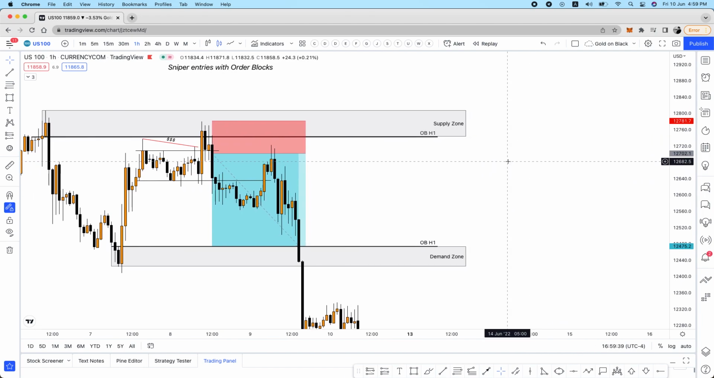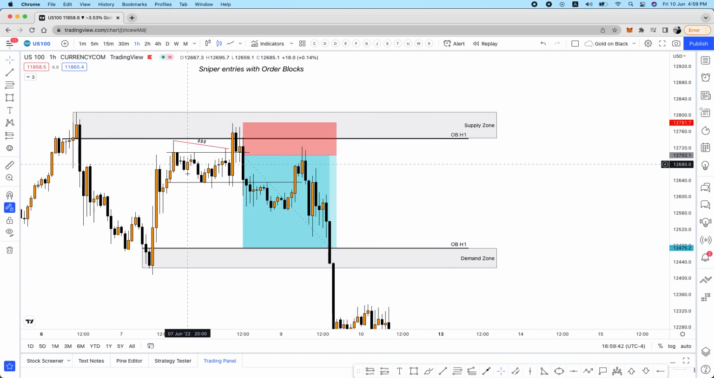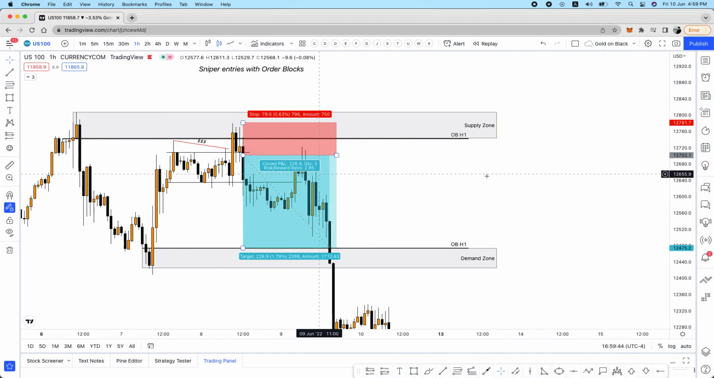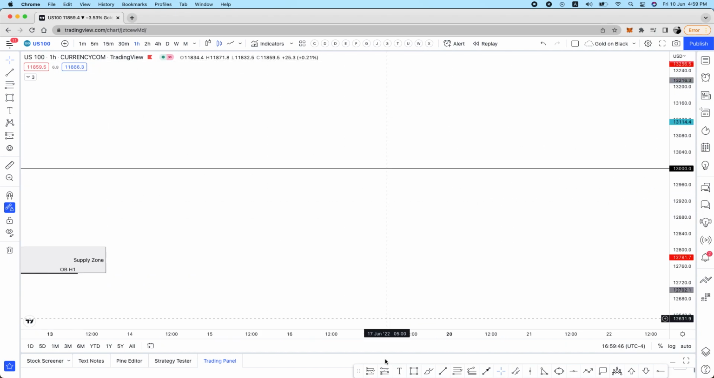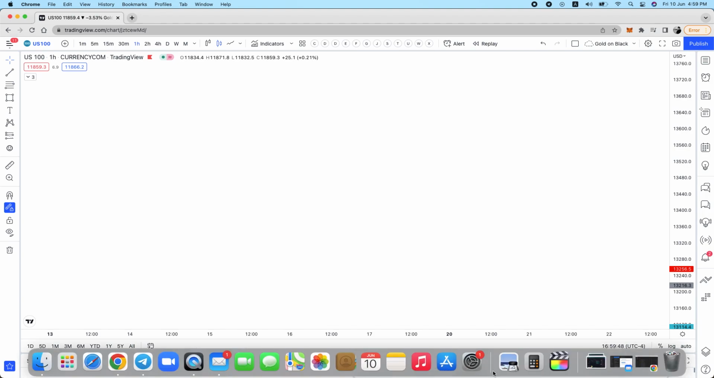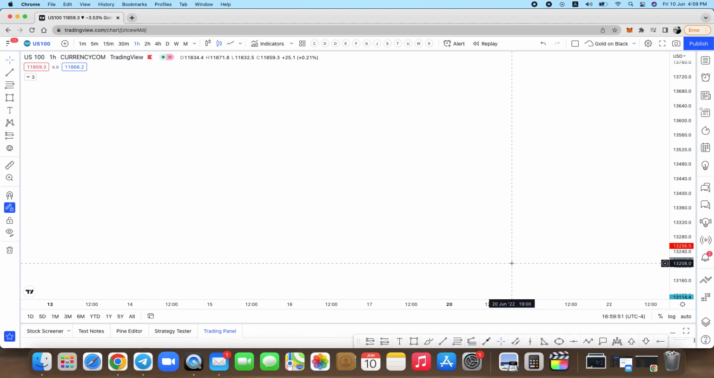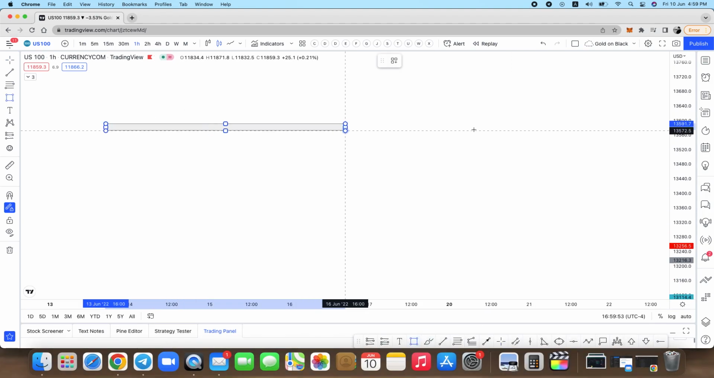So, what does the market do? You can see here consolidation. I wanted to show you a little structure right here. I wanted to do a little drawing in this area, right? Just to give you this quick example right here.